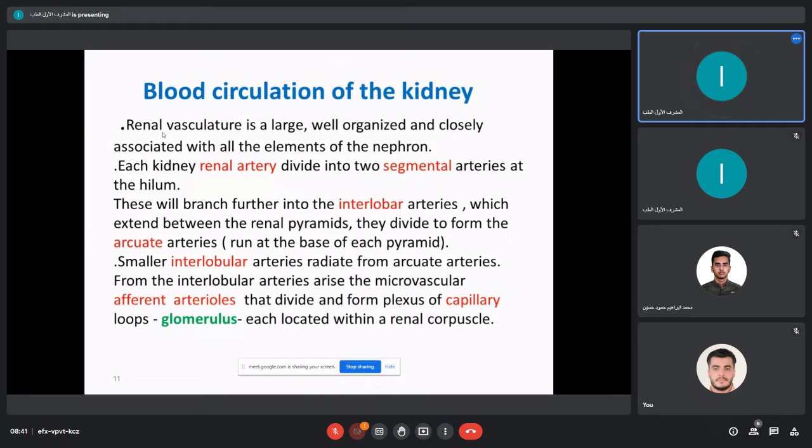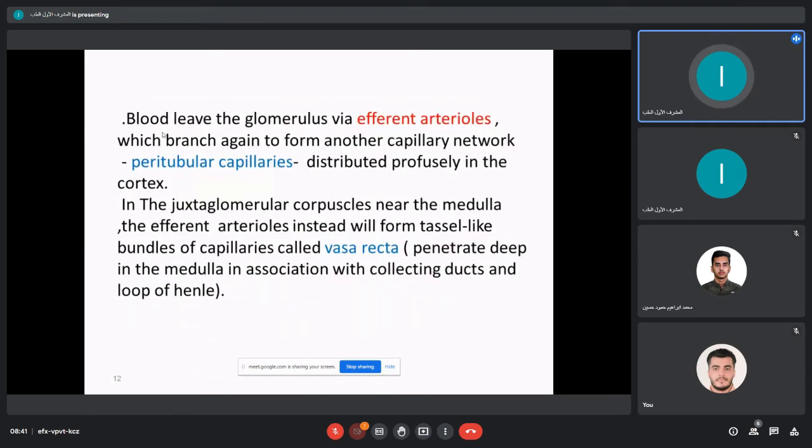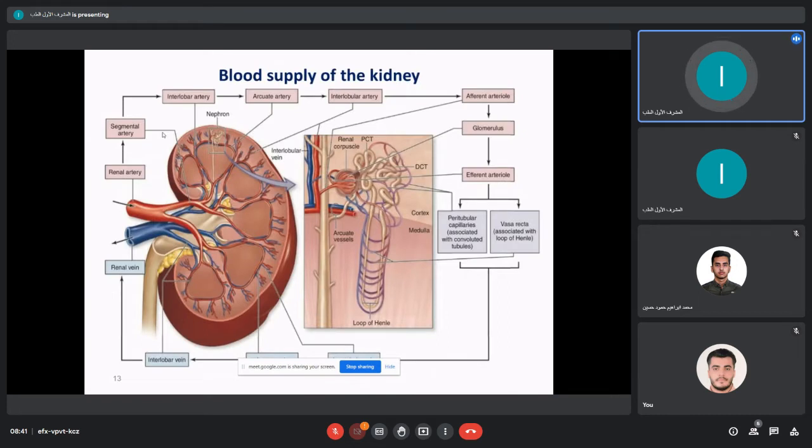Next part of the kidney is the blood circulation, and it is very important because the major function of the kidney is blood filtration. This is a representation of the blood supply of the kidney, and the renal vasculature here is large, closely associated with all elements of the nephron, and well organized.